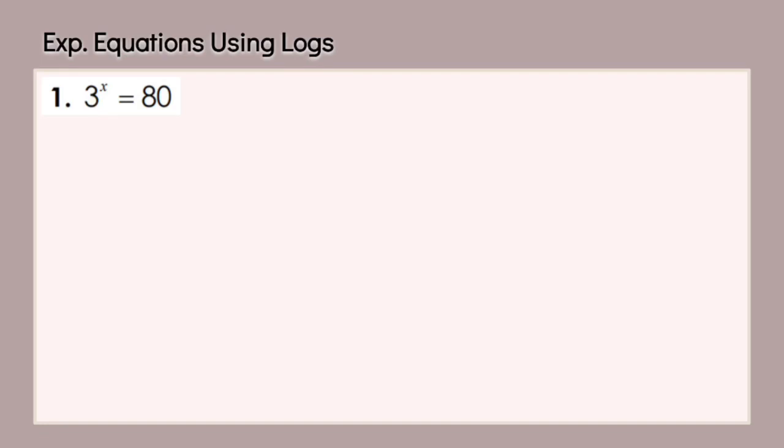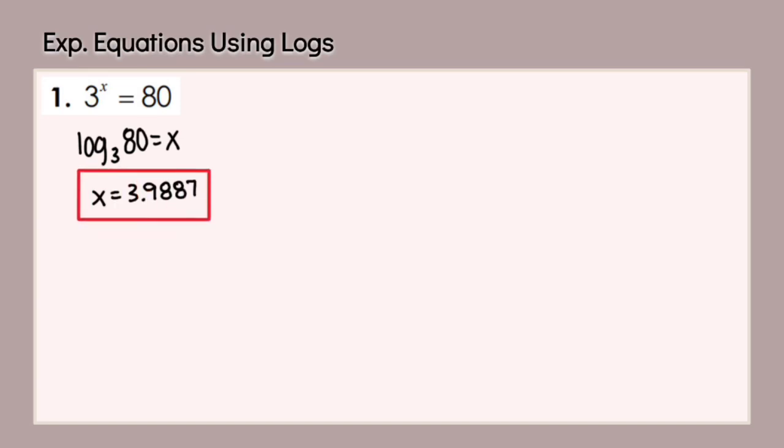So instead, we're going to utilize the ability to convert back and forth between exponential and logarithmic equations. So we are going to convert this exponential equation into a logarithmic equation. So we'll have log base 3 of 81 equals x. And at this point, you'll see that we're able to just type that into our calculators, and it will give us our solution of x equals 3.9887. We typically round logarithms to 4 decimal places in this class.